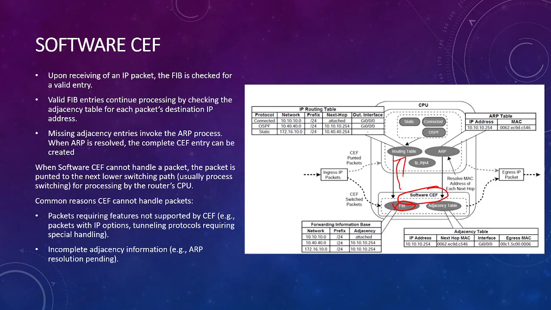And there are common reasons why CEF cannot handle packets, which we discussed. One is that maybe there are packets carrying some features, like IP options, that are not supported. Then it will be forwarded to the CPU. In case there is a destination IP but the next-hop MAC address is not there for the corresponding IP, it won't be able to process it. So that time it will be sent to the CPU to handle it. Then the CPU decides how to send it or whether to drop it. That will be in the hands of the CPU.